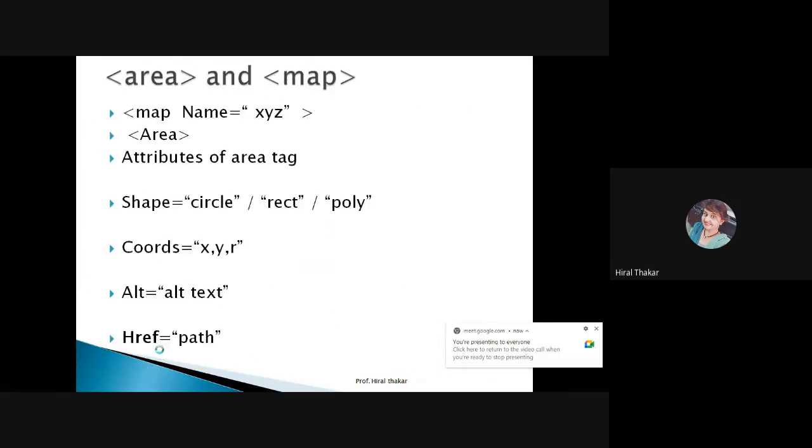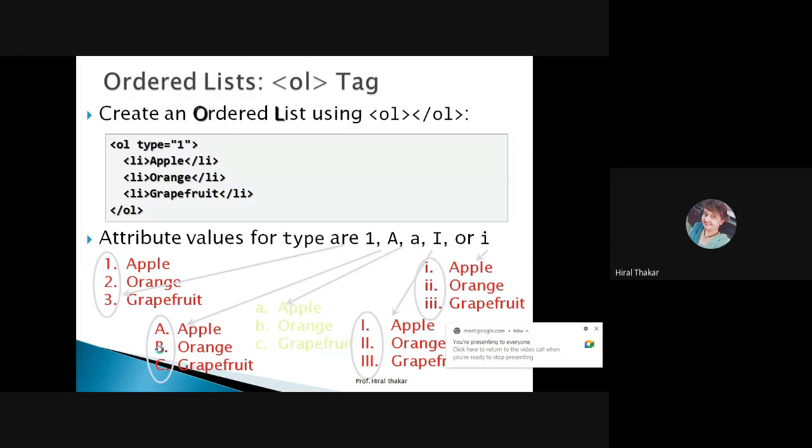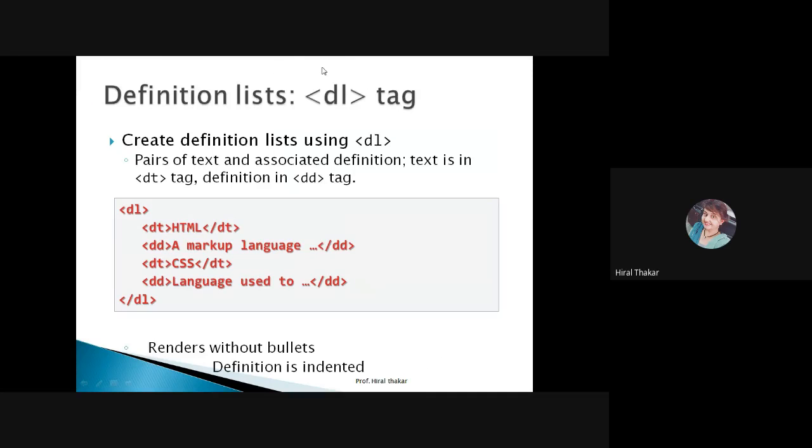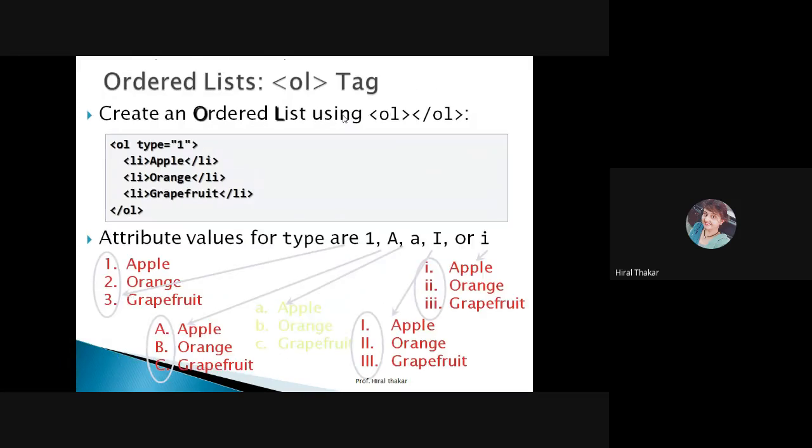Alright, so we have completed mapping, and today we will start lists. In every website there are so many types of lists. If we want to display some information, then we need to create a list. Now we have three methods to create a list. First is OL, ordered list. Second one is unordered list, for that we will use the UL tag. And third one is DL, definition list. Let us study one by one.